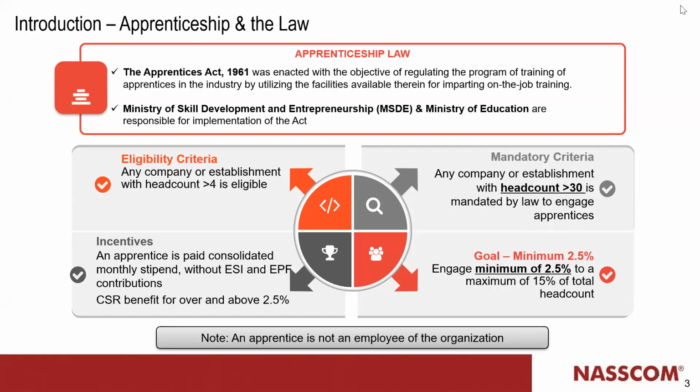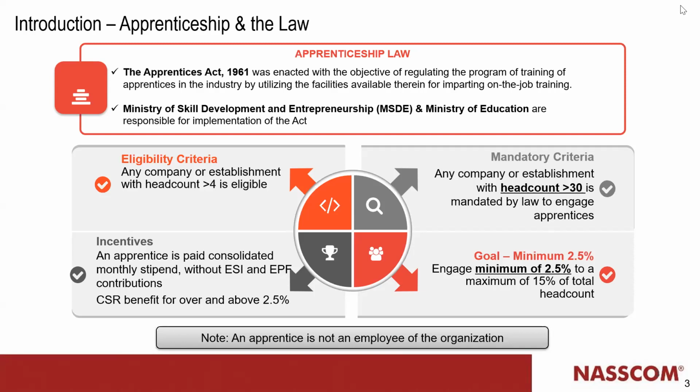Any organization which has 30 or more people as headcount is legally mandated to abide by this law and engage apprentices. And since it brings a lot of financial benefits to the organization, particularly for startups in the initial days, any organization having more than four people as headcount would be eligible for engaging apprentices, but it is not legally mandatory for them. However, any organization which reaches the threshold of a minimum of 30 or more needs to abide by this legal compliance. And what is it all about?